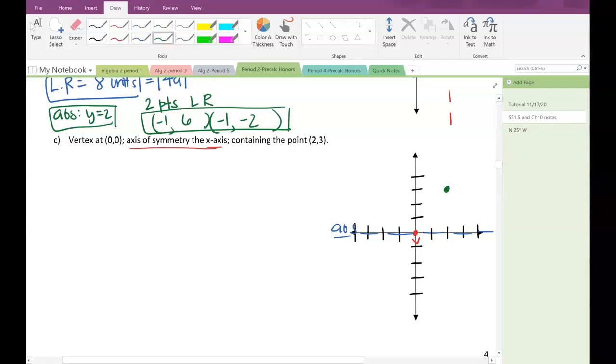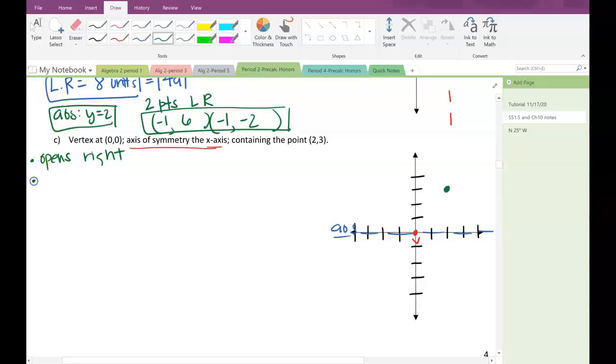Okay. We don't know where the focus is. We don't know how far the latus rectum is. So let's go and figure this out. We know if the vertex is at the origin and there's a point on the right side, we at least know it opens to the right.